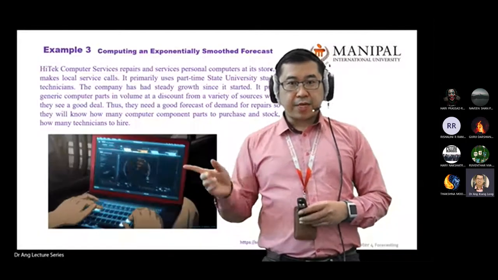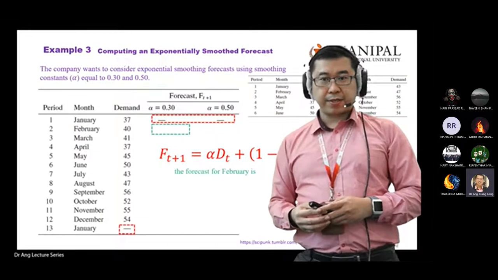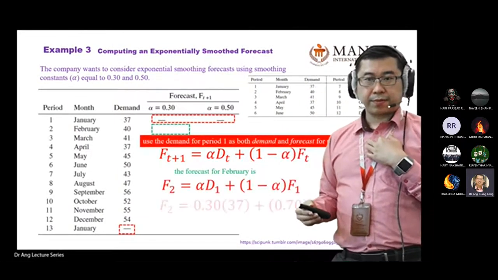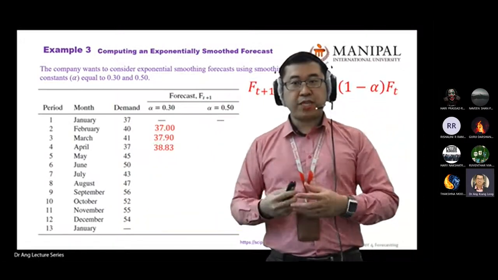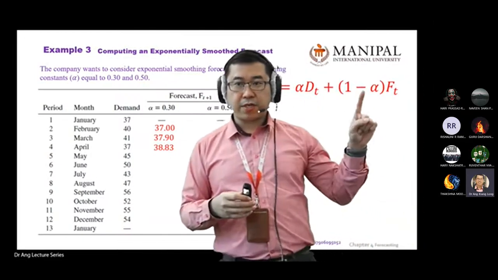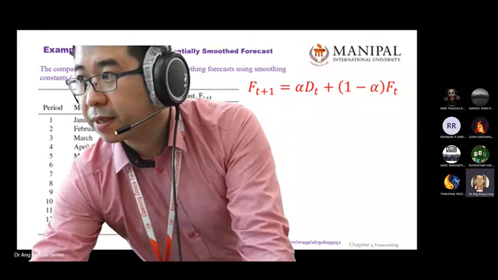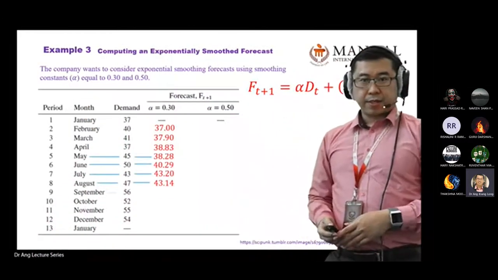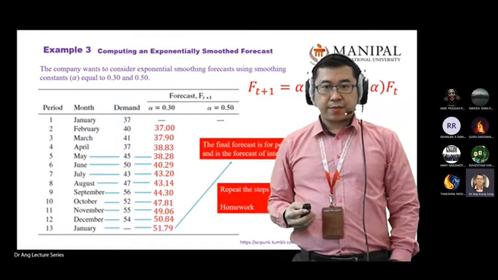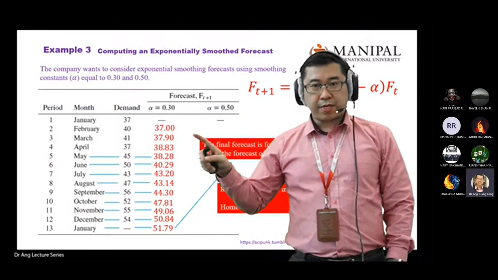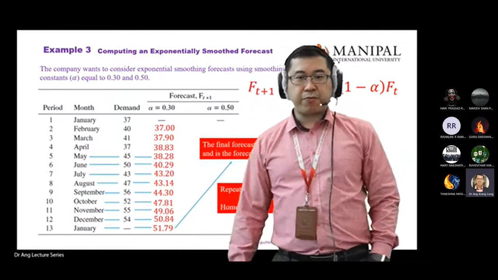So we have done one exercise in example number 3, and we have plotted some graph, and we have been seeing what is the effect of changing the alpha, the smoothing constant. So previously we calculated the alpha by using the forecast equation. The objective is that you are given a pool of data, and then you find the next month forecast. All right.